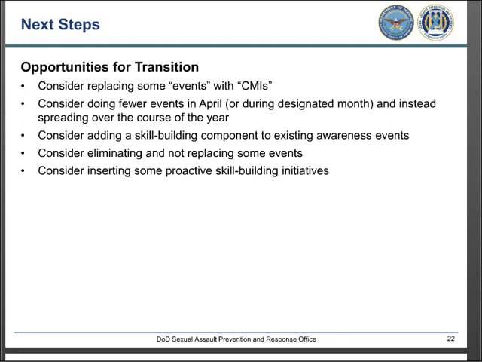I've already touched on some of these next steps. Consider replacing some of the events with CMIs. Pick whatever language you want. Consider doing fewer events, instead spreading them over the year. Consider adding a skill building component to existing events. Consider eliminating and not just replacing.